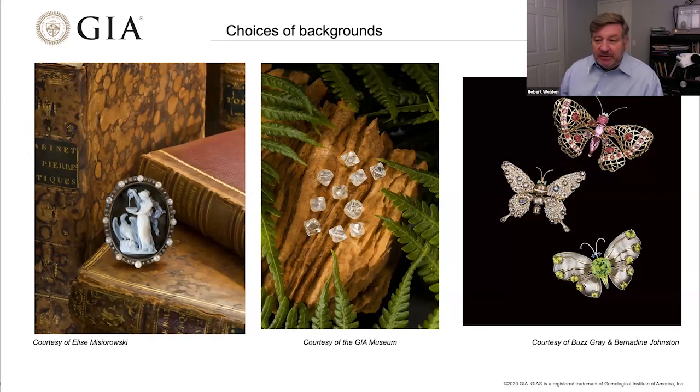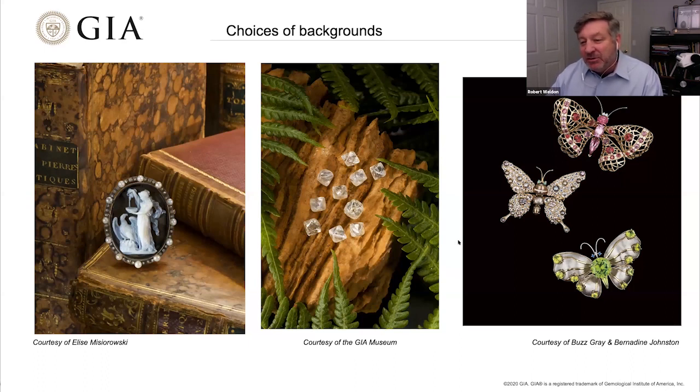Choices of background can be anything. You can put them on a pile of books like you see there. This was a rock that we had in the museum that I put those rough pieces on because we were doing a story about diamonds in the rough in the field, and we wanted to show sort of a natural effect. I don't think we ever used that photo though.